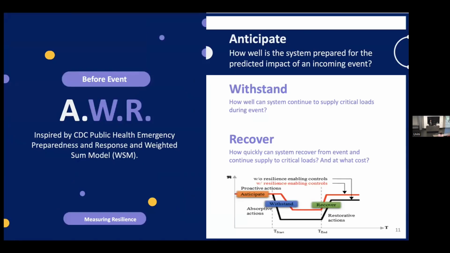So we take that AWR matrix, and the first one is anticipate, which is going to tell me how well the system is prepared for predicting the impact of the incoming event. If you think about it, how well we can predict depends on the sensor data. It depends on the historical data. It depends on weather information, and whether I have a tool to predict and tell how it's going to impact, right? So what we did is that we first looked at all the factors which will tell me how well we can predict the impact.